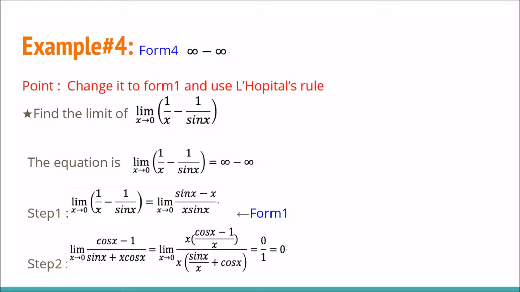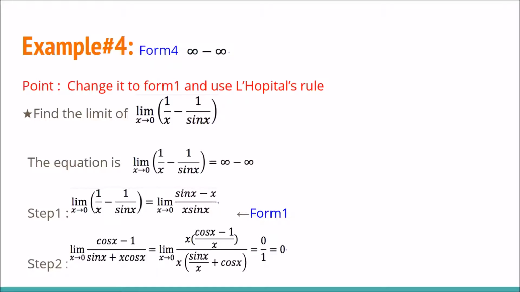We get cosine x minus 1 divided by sine x plus x multiplied by cosine x. Because the denominator, when taking a limit, is equal to 0, we could apply L'Hopital's rule again. But first, we try to factor out x in both the denominator and numerator to see what we get.